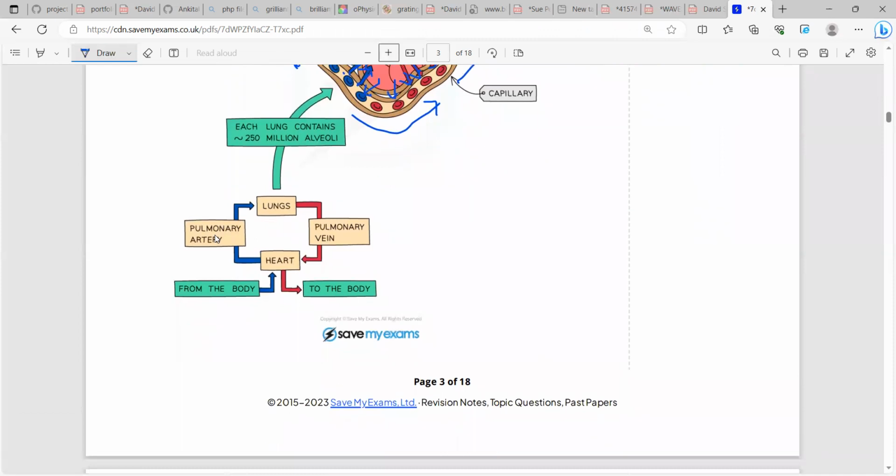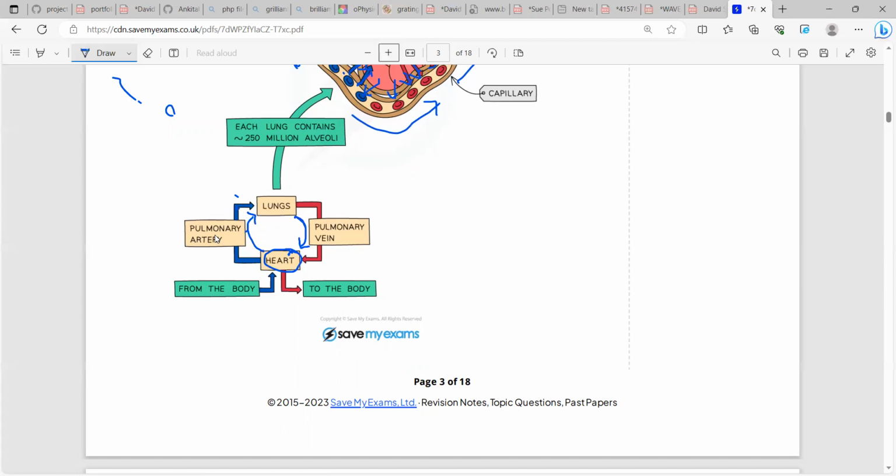Okay, so what you must understand is the heart and the lungs work hand in hand. The heart will pump the blood to the lungs, and then the lungs will fill that blood with oxygen and then return that blood to the heart.